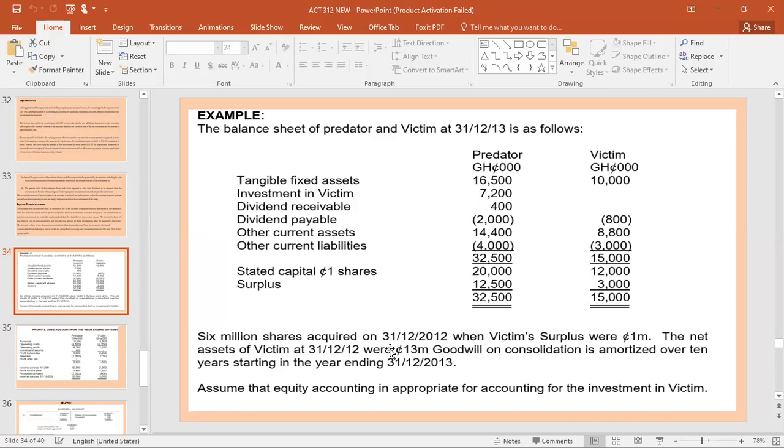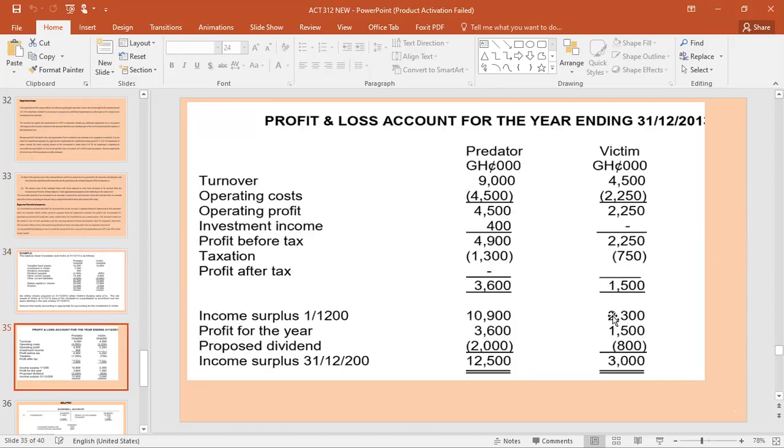So to know the surplus as at the date of opening, when you go to victim's account, victim has declared a profit at the beginning of the year of 2,300. But on the date of acquisition, the surplus that was there actually is 1 million. So you do 2,300 minus the 1,000, whatever you have, you strike 50% on it and tell me how much you are getting. And that one goes to the credit side of your opening income surplus account.